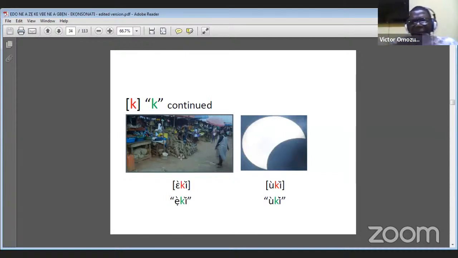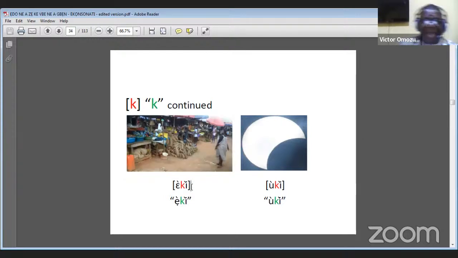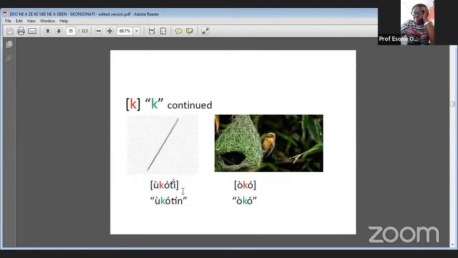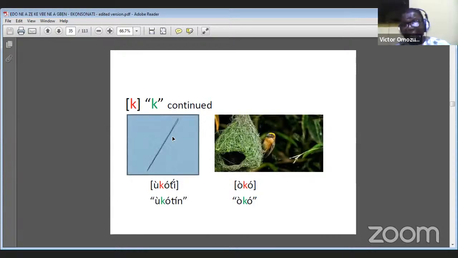It has the same pointed structure. So on ukeke, and then over there, key in eki. Eki. So you can see the picture of eki there. Over there, uki. Uki. That is moon.